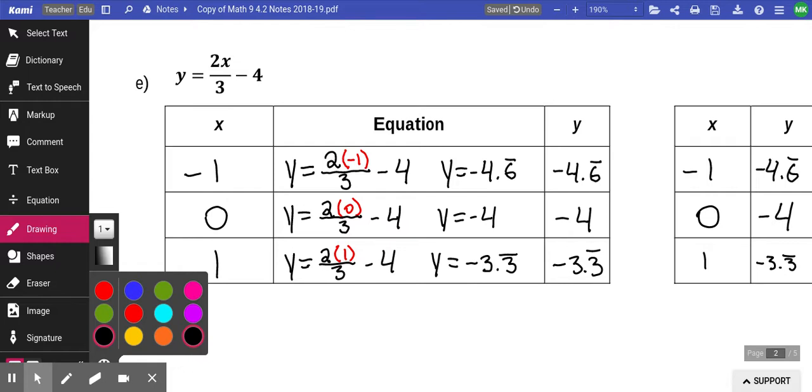Yes, sir. If it's 2 divided by 3, it's 0.666. Then why is it 8.3? That's a good question.